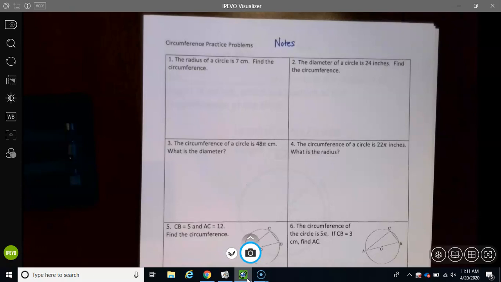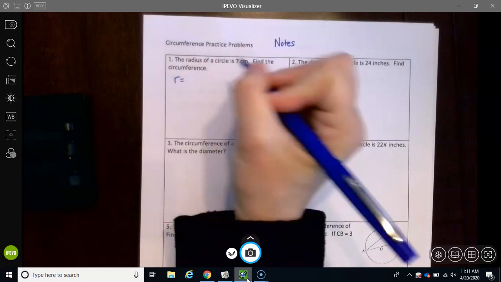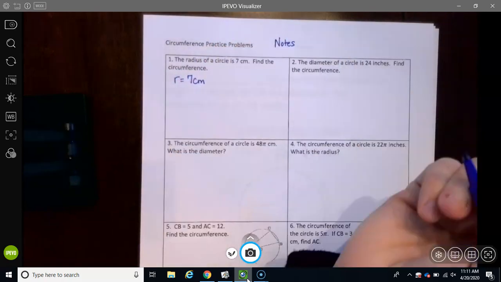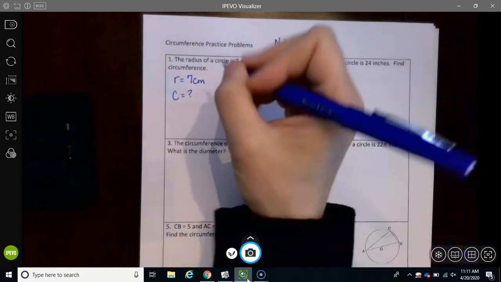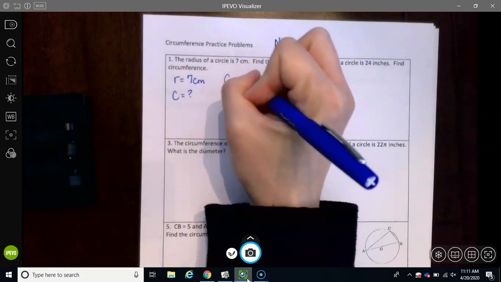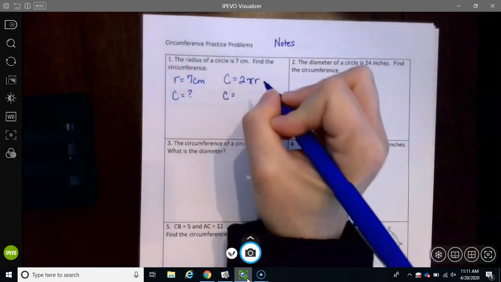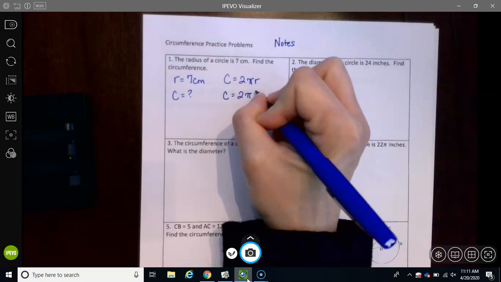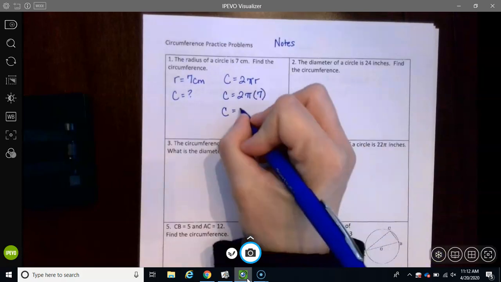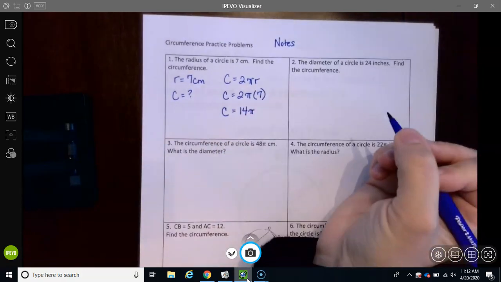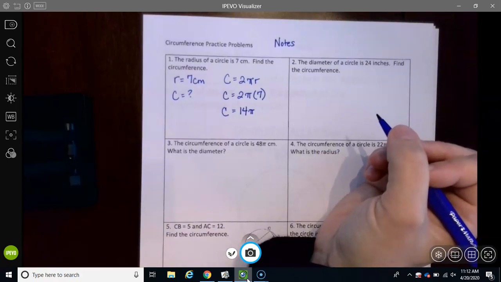All right, so the radius of a circle is 7 centimeters. Find the circumference. So the radius equals 7 centimeters, and they want us to find the circumference. So since they gave me radius, then more than likely I would rather use circumference equals 2 times pi times r formula because they gave me the radius. So circumference equals 2 times pi times 7, and multiplying 2 times 7 gives me 14. So 14 pi is my circumference. I would prefer to leave it in that form just because it's an exact answer.